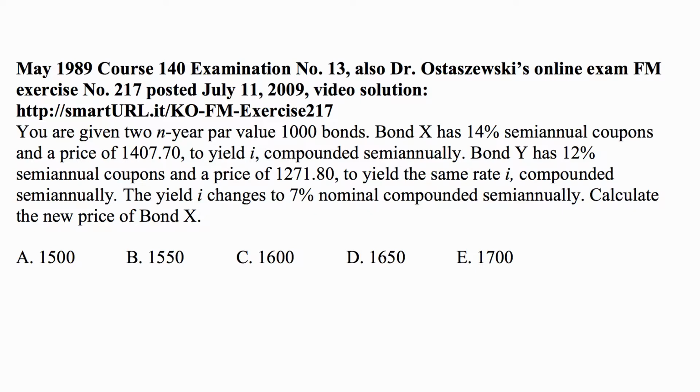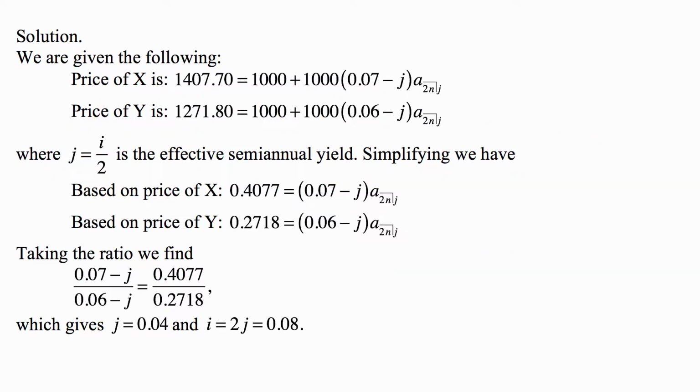Here's a problem for exam FM on financial mathematics. You are given two n-year par value 1000 bonds. Bond X has 14% semi-annual coupons and a price of 1407.70 to yield I compounded semi-annually. Bond Y has 12% semi-annual coupons and a price of 1271.80 to yield the same rate I compounded semi-annually. The yield I changes to 7% nominal compounded semi-annually. Calculate the new price of bond X. And here's the solution.